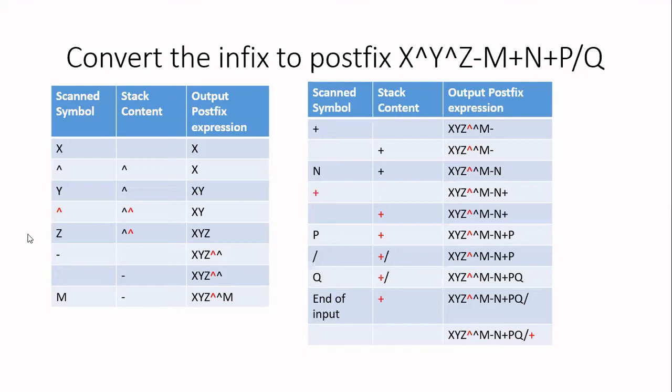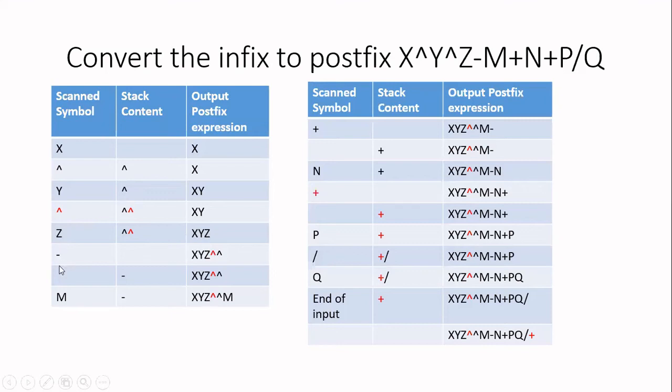That means the red color new exponentiation has more precedence than the black color exponentiation which is currently available on the stack. So don't pop that exponentiation, just push the new exponentiation onto the stack. So at this stage, you will have two exponentiations on the stack. Next symbol I am scanning is Z. It is an operand. Simply write it at the output.